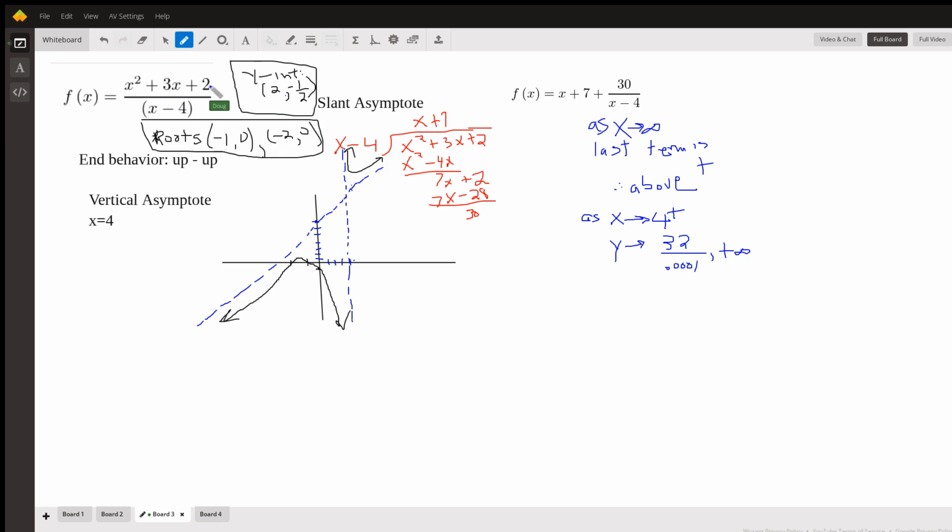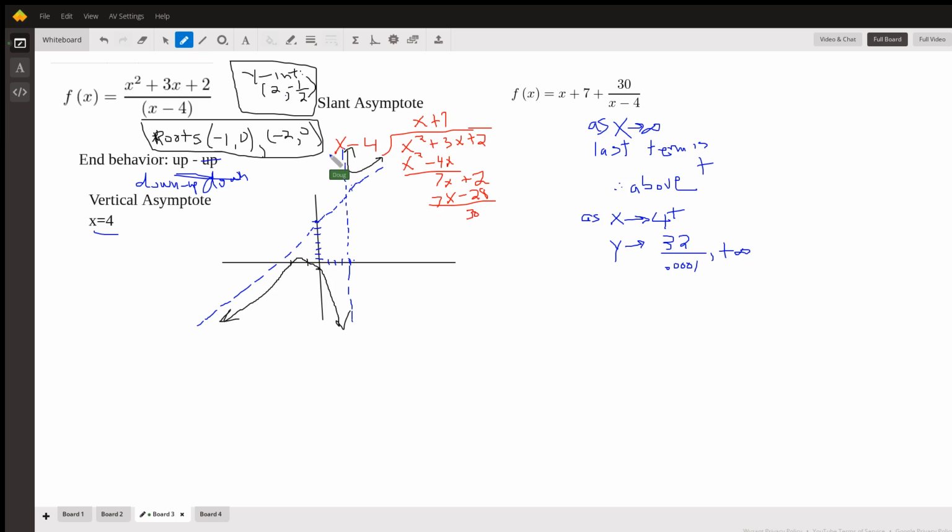When I put 0 in for x, I get 2 over negative 4, negative 1/2. There are the roots again. Vertical asymptote at x equals 4. End behavior: the numerator is 0. Oh, it should be up, down, sorry. As x approaches negative infinity, the y value goes towards negative infinity also. So I'm sorry, it's down, up. To the left, approaches negative infinity. To the right, approaches positive infinity.